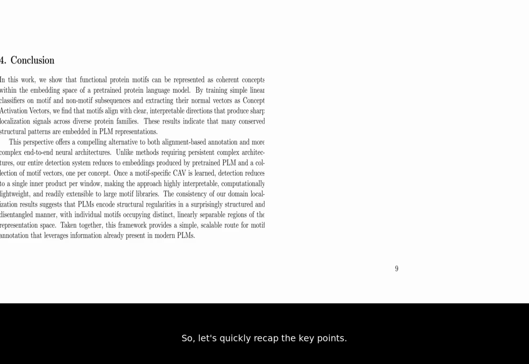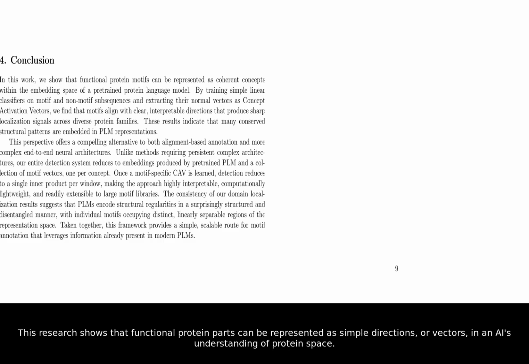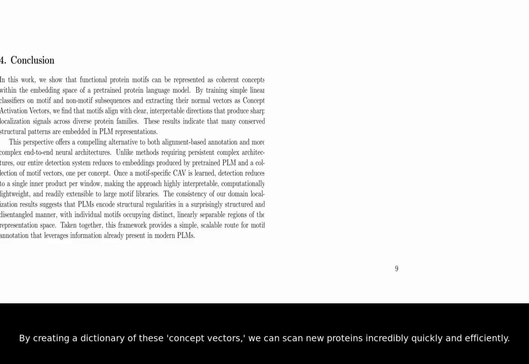So, let's quickly recap the key points. This research shows that functional protein parts can be represented as simple directions or vectors in an AI's understanding of protein space. By creating a dictionary of these concept vectors, we can scan new proteins incredibly quickly and efficiently. The detection process is simple, fast, and doesn't require complex, specialized software once the vectors are learned.